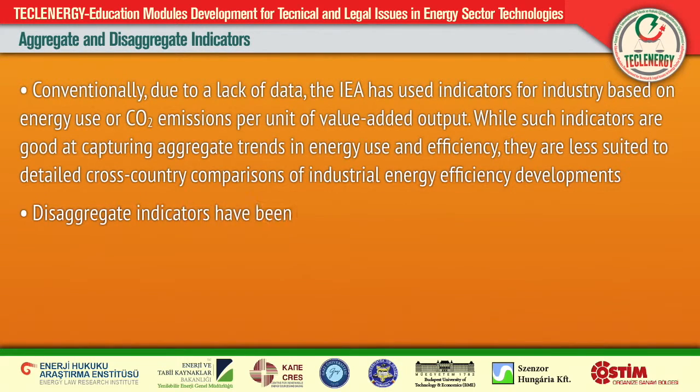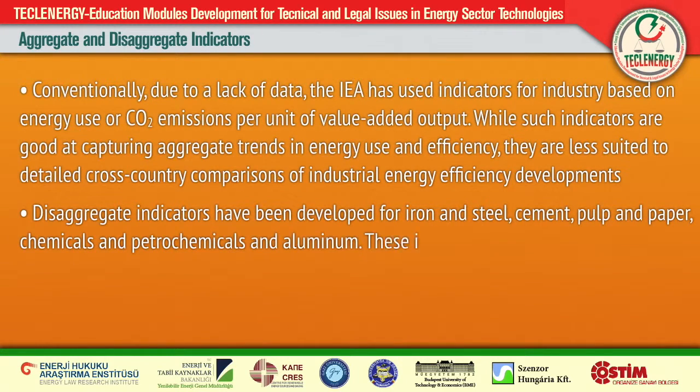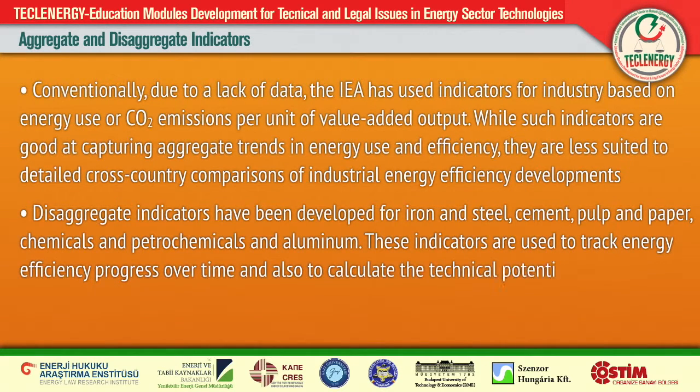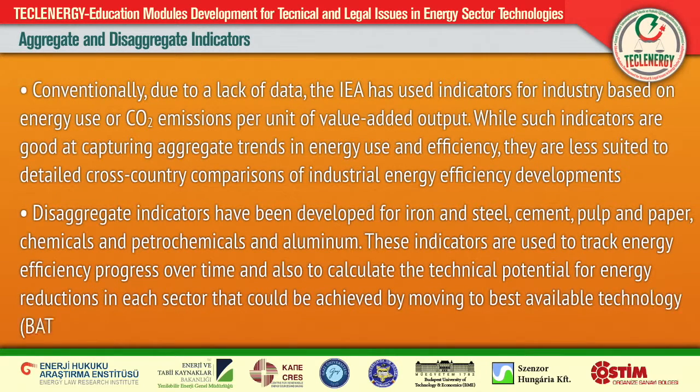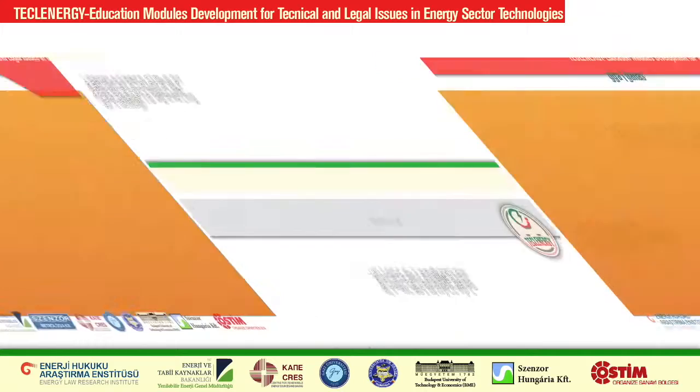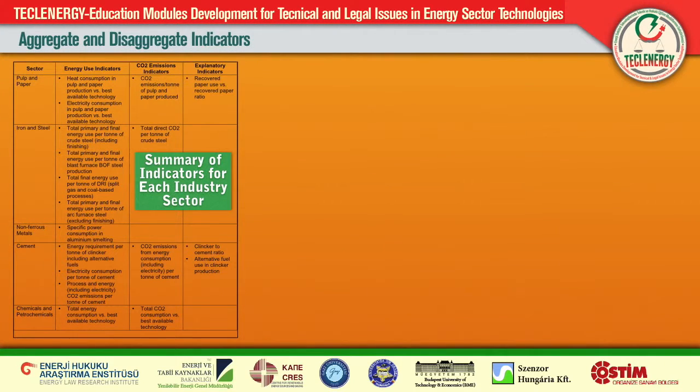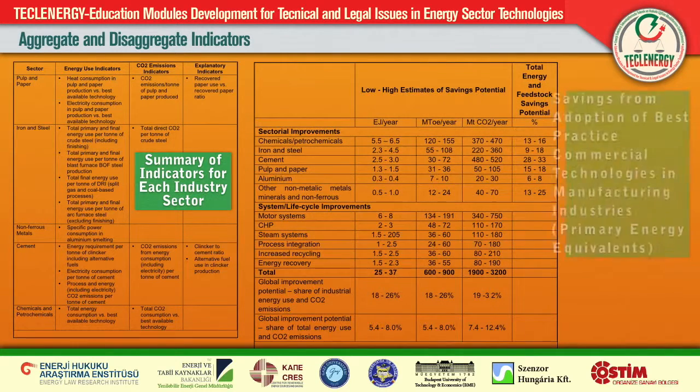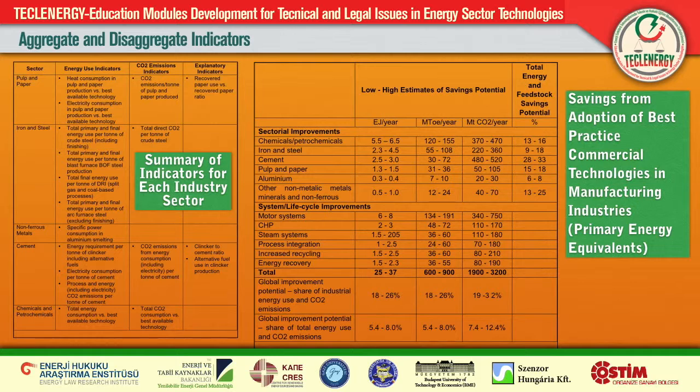Disaggregate indicators have been developed for iron and steel, cement, pulp and paper, chemicals and petrochemicals, and aluminum. These indicators are used to track energy efficiency progress over time and also to calculate the technical potential for energy reductions in each sector that could be achieved by moving to best available technology or best practice technology. We invite you to spend some time studying a summary of indicators for each industry sector. As well, it is interesting to overview the table showing savings from adoption of best practice commercial technologies in manufacturing industries, primary energy equivalents.